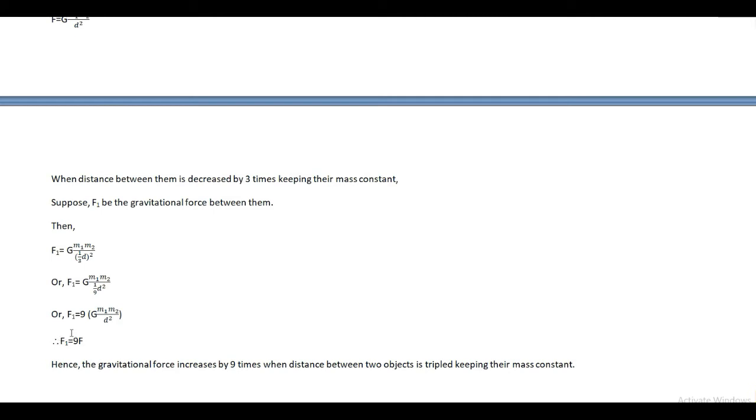It means the final gravitational force equals 9 times the initial gravitational force. So here we are obtaining that the gravitational force is increased by 9 times. So the gravitational force increases by 9 times when the distance between two objects is decreased by 3 times, keeping their mass constant.